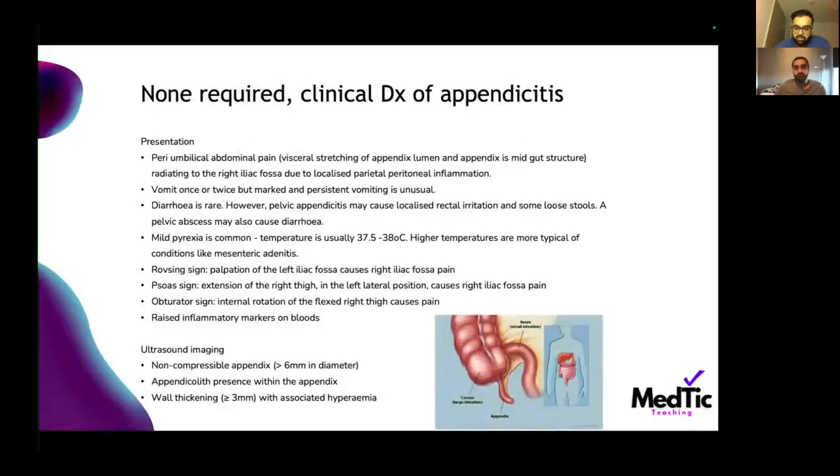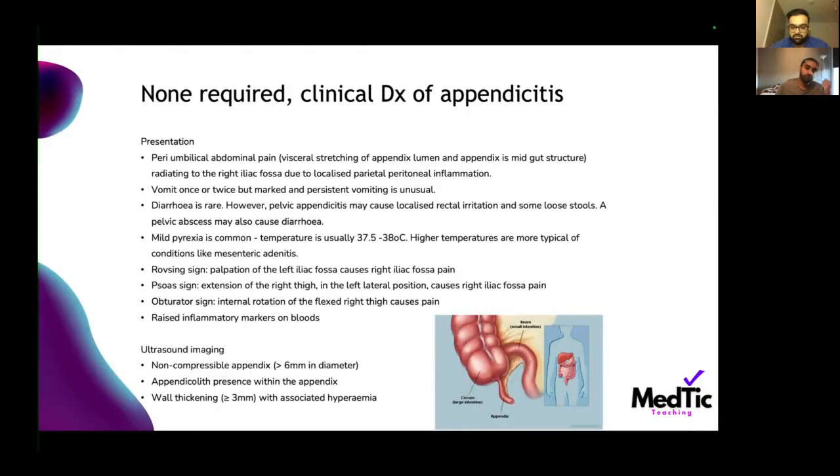So appendicitis typically does not require any imaging and is a clinical diagnosis. So a number of presentations, hopefully most of you are familiar with the classical right iliac fossa pain, and that's due to the localized inflammation. You might have 1 or 2 episodes of vomiting. Usually people will present with a fever and increased inflammatory markers.